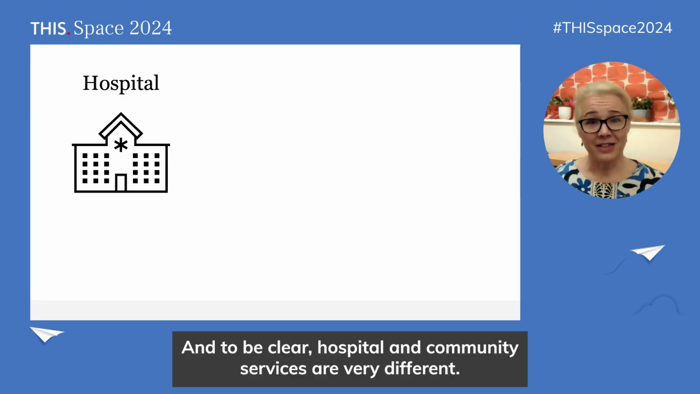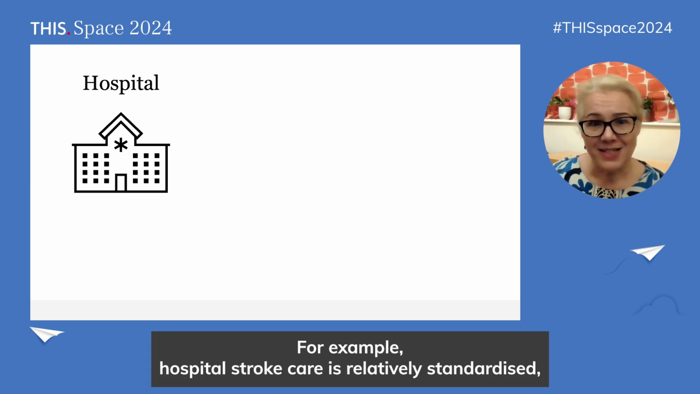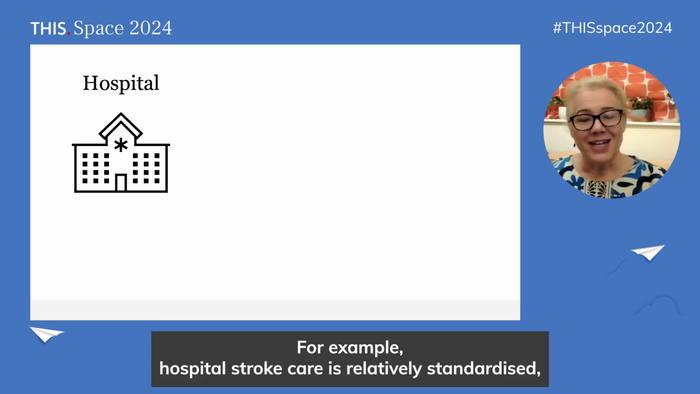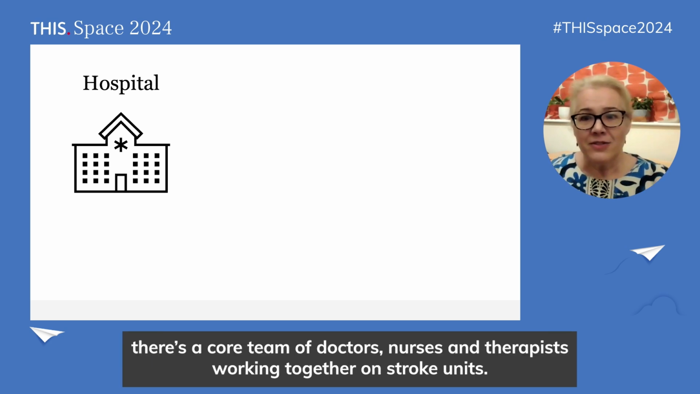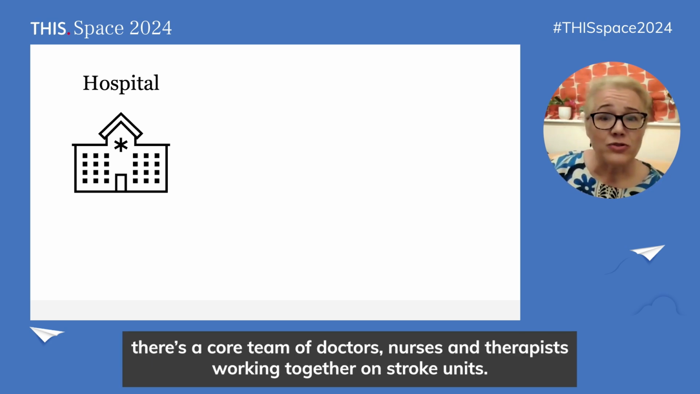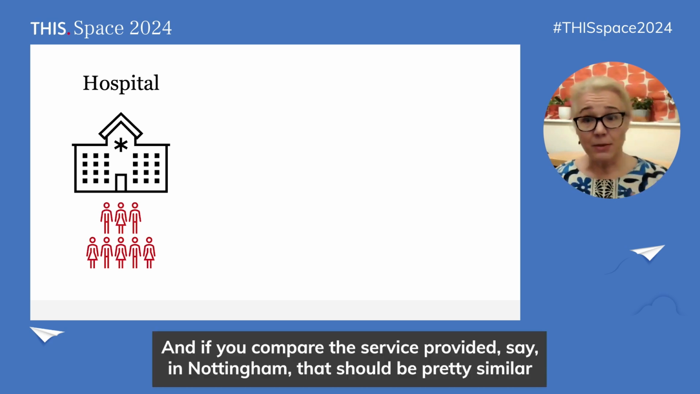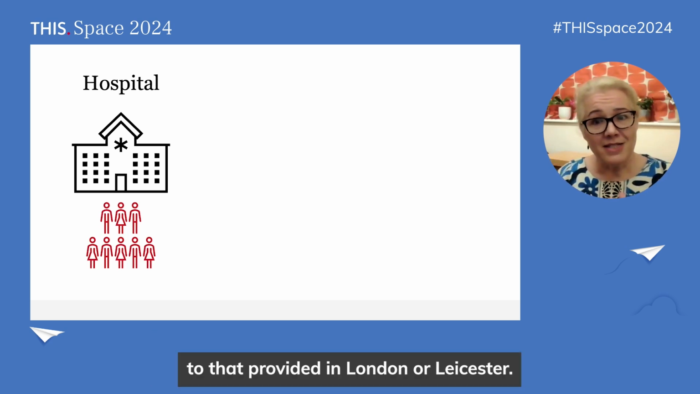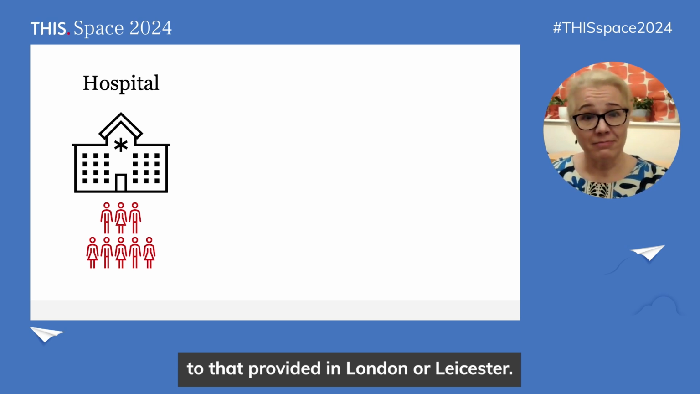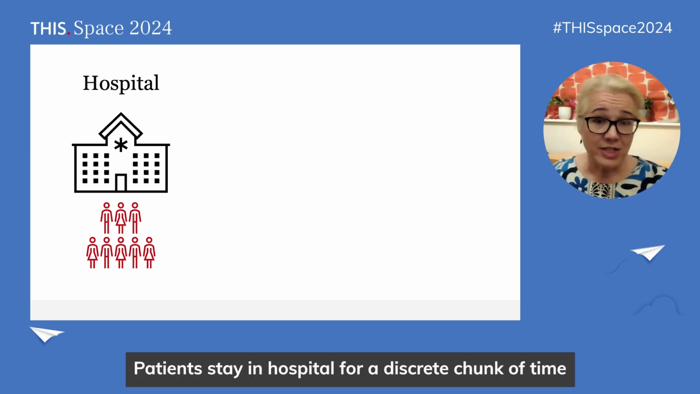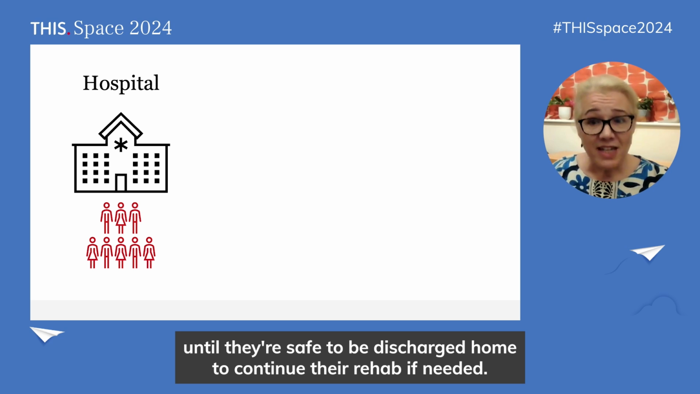And to be clear, hospital and community services are very different. For example, hospital stroke care is relatively standardised. There's a core team of doctors, nurses, and therapists working together on stroke units. And if you compare the service provided, say, in Nottingham, that should be pretty similar to that provided in London or Leicester. Patients stay in hospital for a discrete chunk of time until they're safe to be discharged home to continue their rehab if needed.